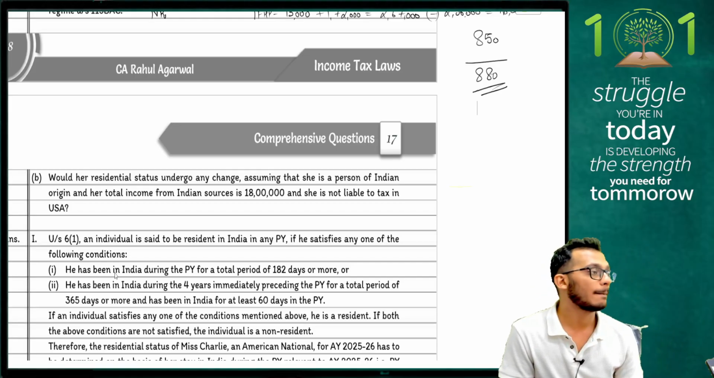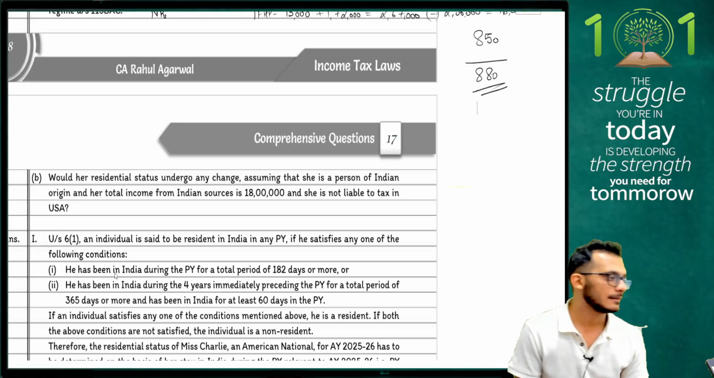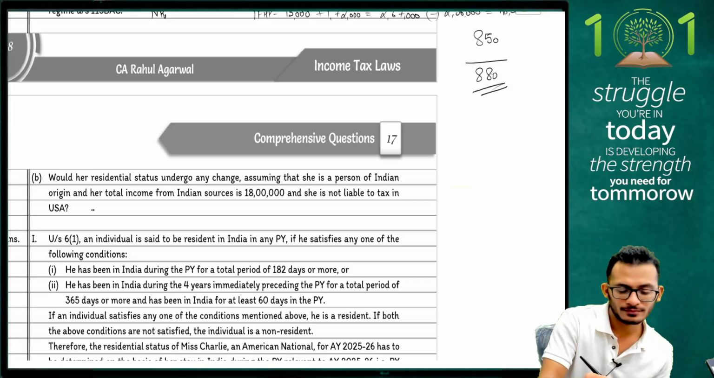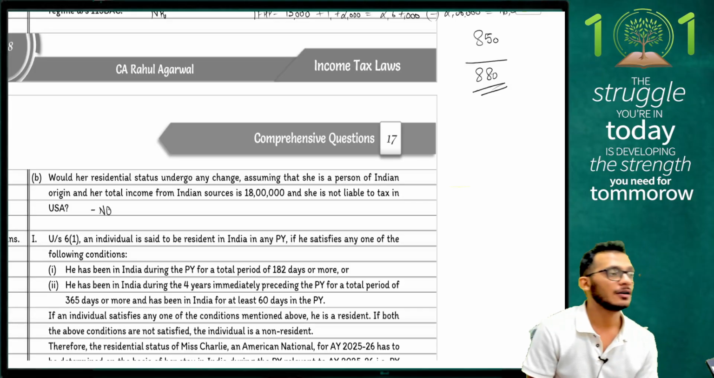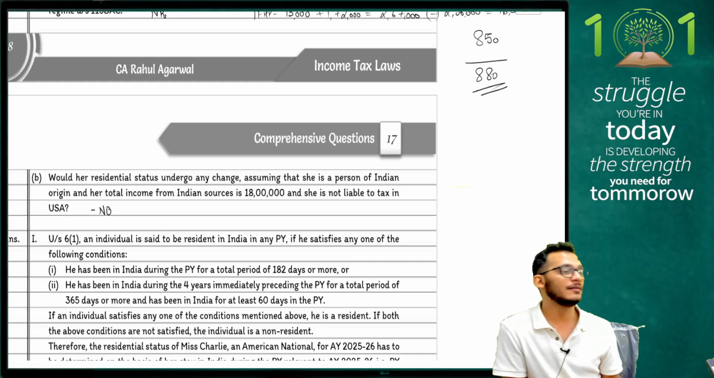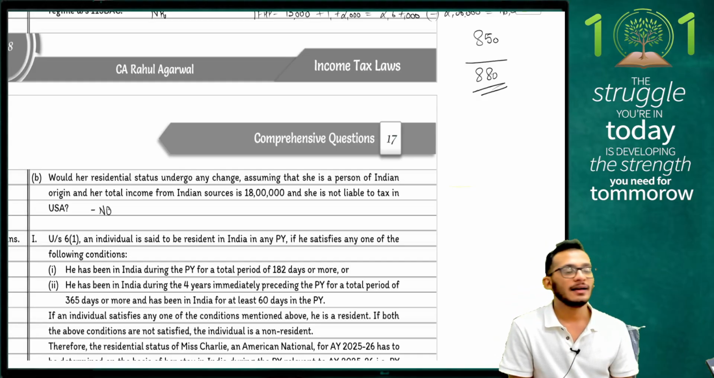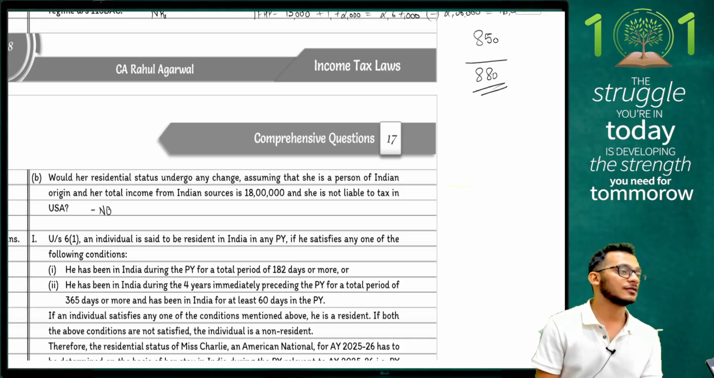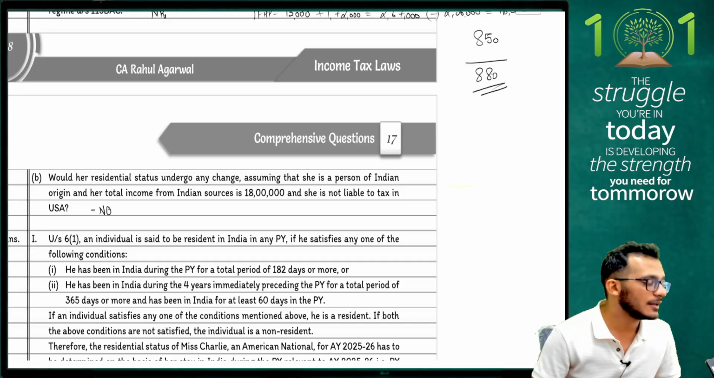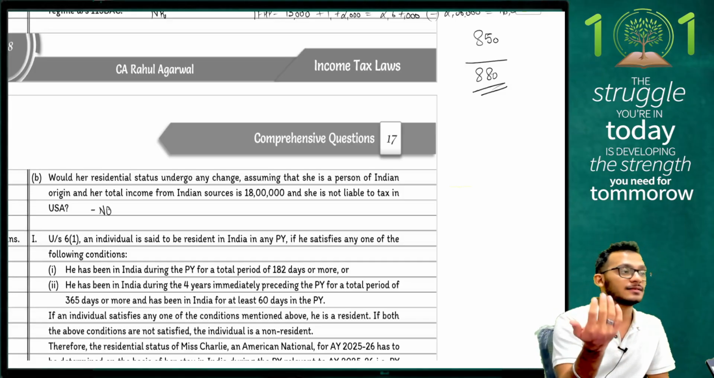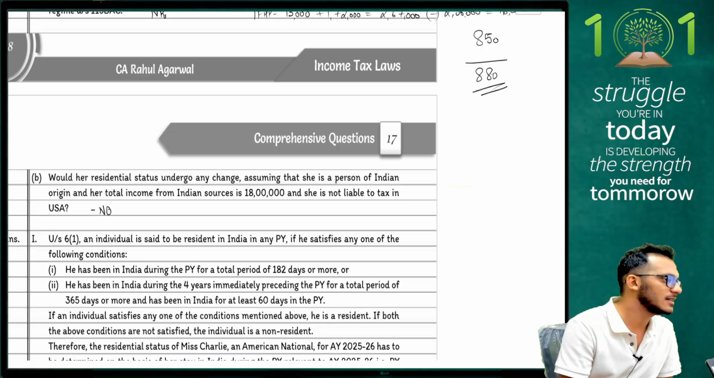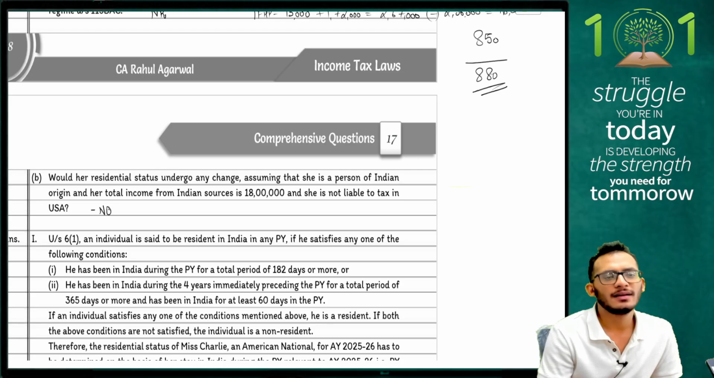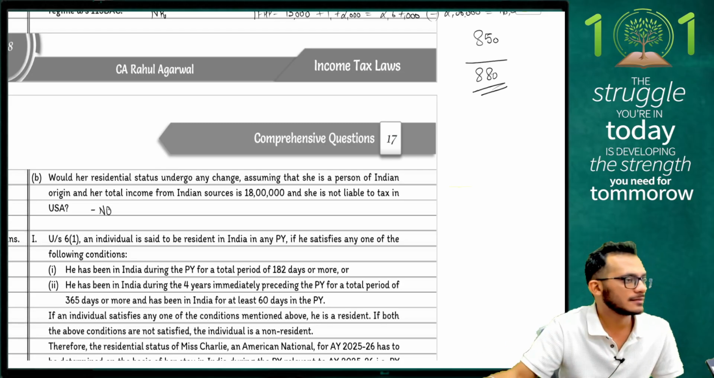Answer is still non-resident. Would your answer change? No, will not change. Please be mindful of that fact, people. When it comes to deemed residential status, it is only applicable when the person is an Indian citizen. This one is a person of Indian origin. Person of Indian origin is only there in one place, when the person is visiting India. This is not a visit condition. Ignore it. Doesn't matter. Are we clear? Yes. So be careful, people. These are MCQ questions. Yes.